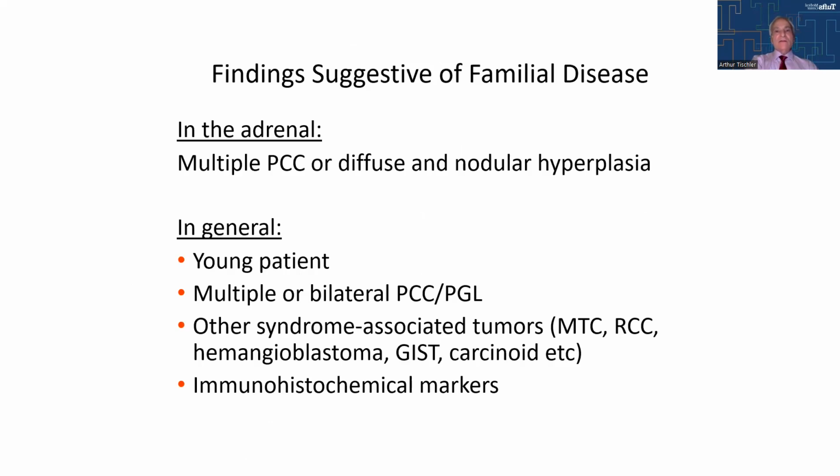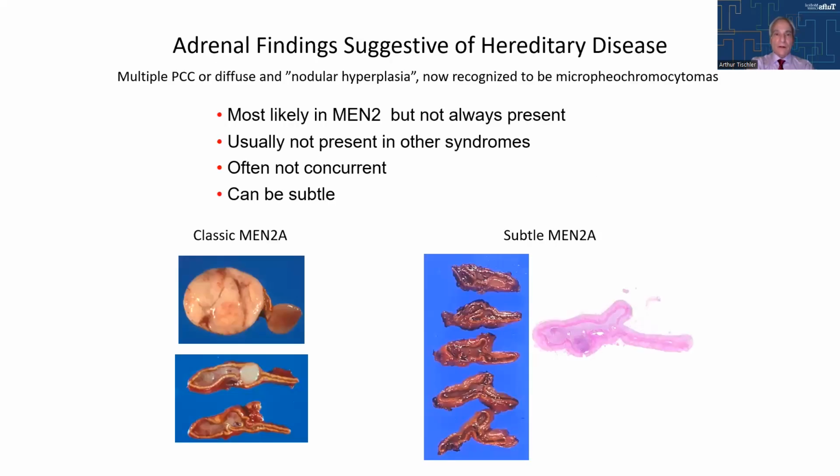So findings suggestive of classical familial disease are multiple tumors and tumors combined with diffuse or diffuse and nodular hyperplasia. We no longer call nodular disease in the adrenal medulla nodular hyperplasia, because all of these nodules have the molecular hallmarks of micropheochromocytomas. In addition, familial disease in general tends to occur in young patients, to be multiple or bilateral, to have other syndrome-associated tumors, and, in some cases, to have distinctive immunohistochemical markers.